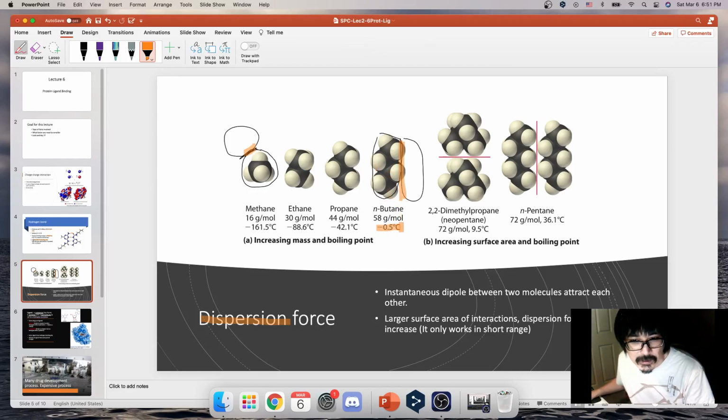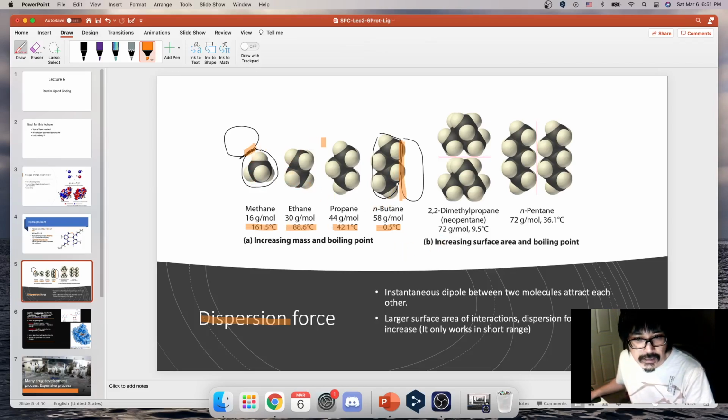So for n-butane, if you put n-butane into the freezer, it will become liquid. But any other stuff has a boiling point that's much lower than typical refrigerators. So all of these are most likely to stay as a gas, even if you put them into the refrigerators.